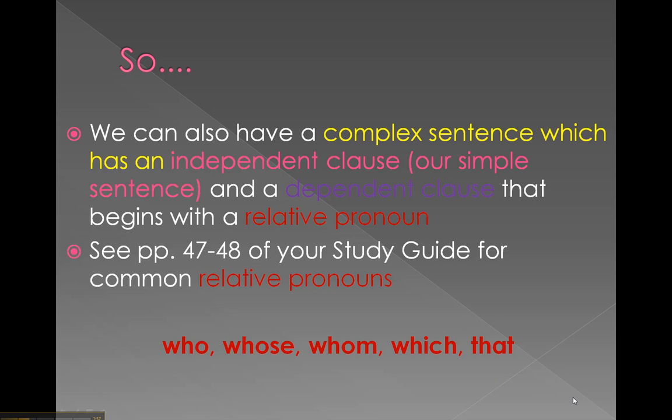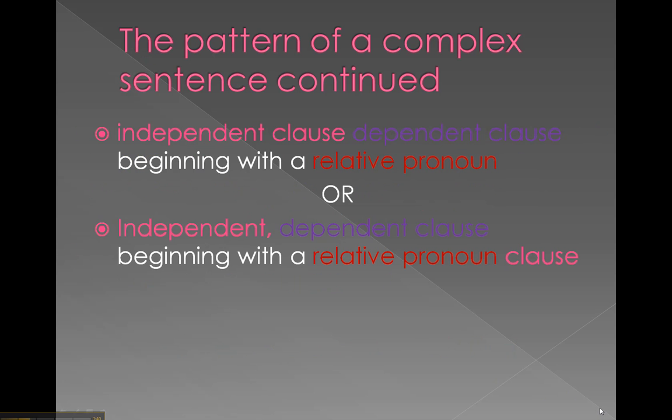So what do these type of complex sentences look like? They can have two main patterns. They can start with the independent clause all by itself, the simple sentence, and then this can be followed by a dependent clause beginning with a relative pronoun. Or they can have the dependent clause that starts with the relative pronoun situated in the middle of the independent clause. So it's like we embed some words in the middle of the simple sentence or the independent clause. So let's look at some examples.